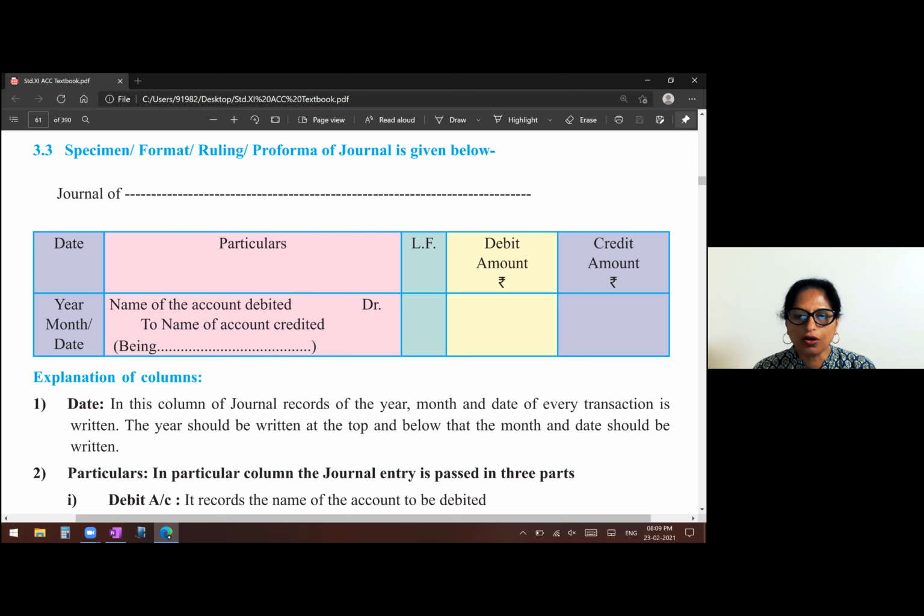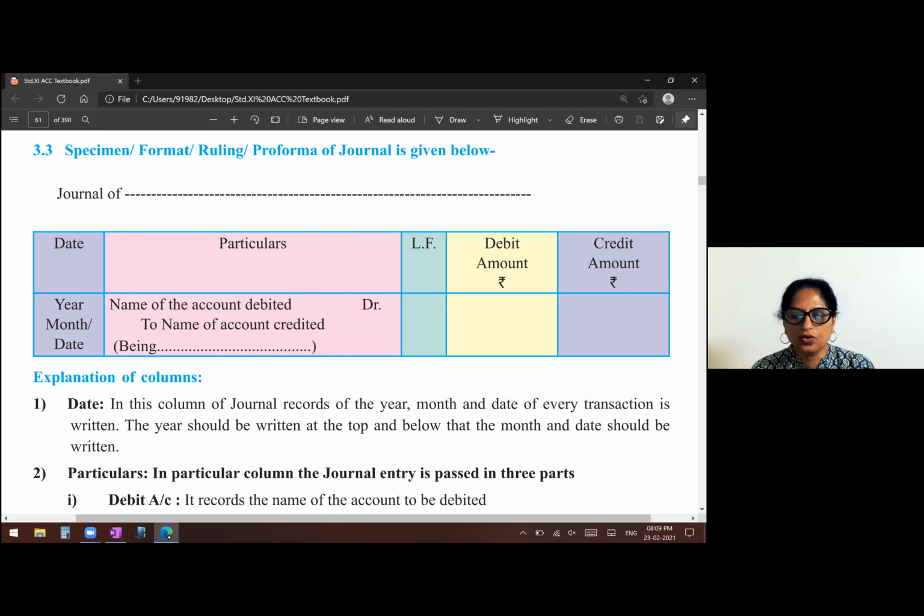That means for cross reference, when these journal entries are posted in the ledger, you can take this page number as the reference. So you have to write page number. But since we don't do actual practice and are not writing actual books of accounts, we are not going to write page number, but we have to draw the format. We cannot change the format. Then the debit amount and credit amount. So this is the specimen or format of the journal.